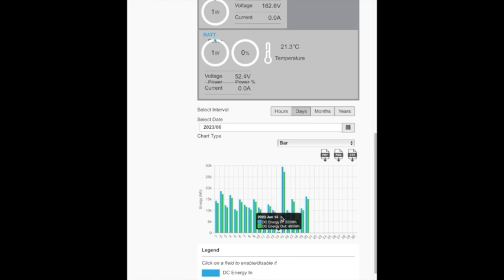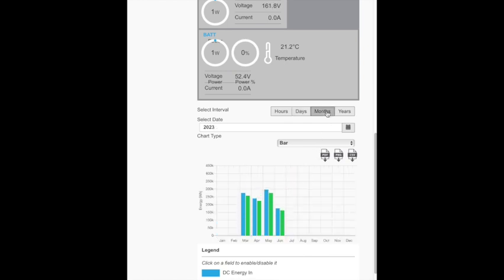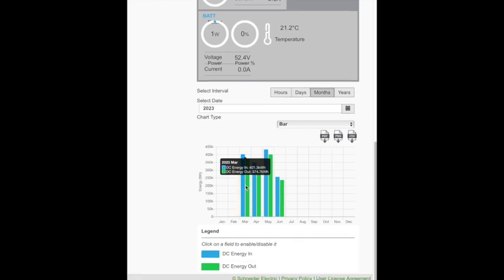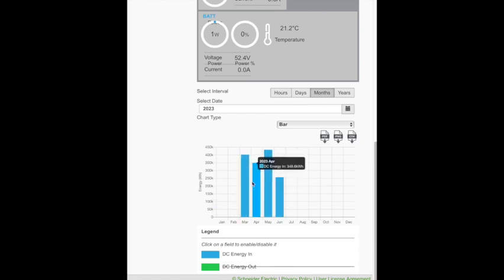Right here I was reconfiguring the system, and the next day I had to charge up, so I pulled in nice power, 30 kilowatts in the day. Monthly, I'll turn off the green bar here in a sec, because you don't want DC in, DC out. I just want to show what power is coming in.